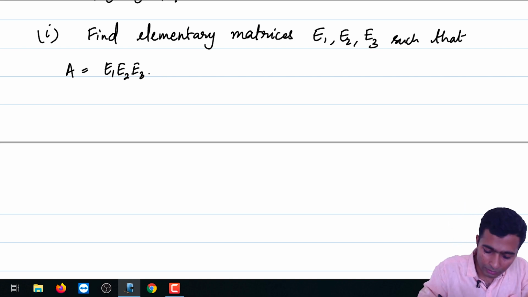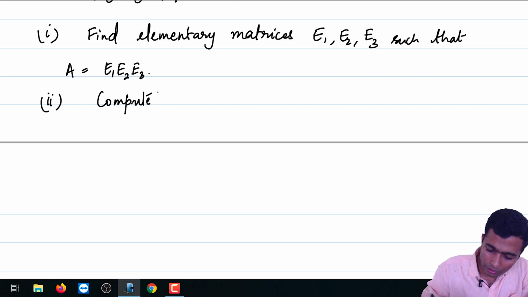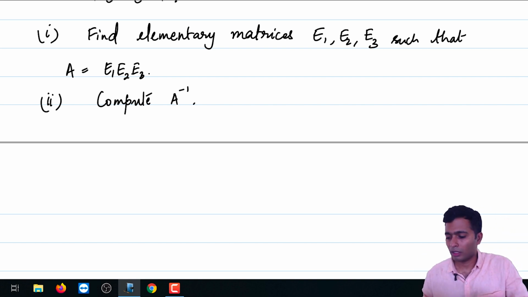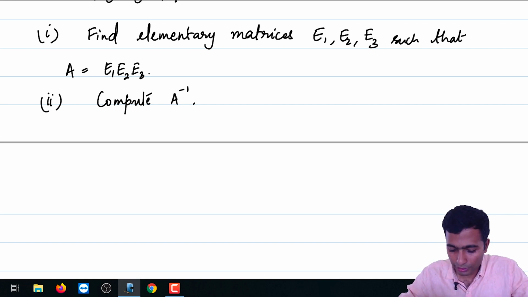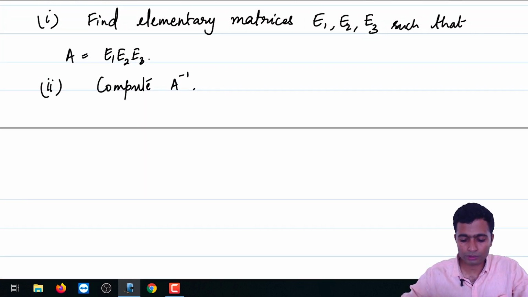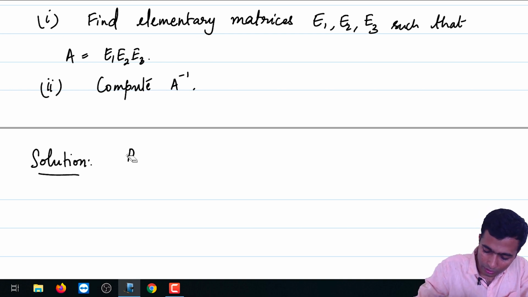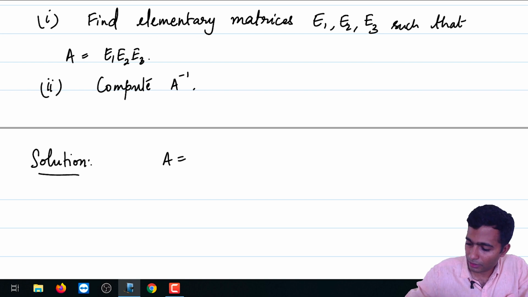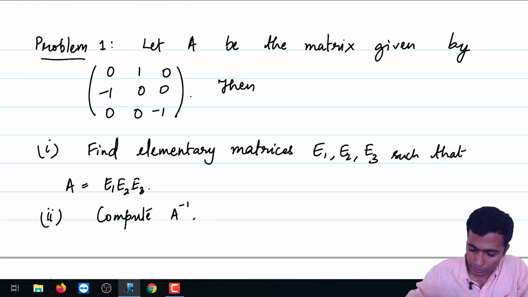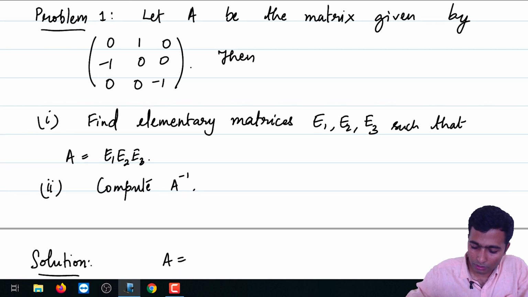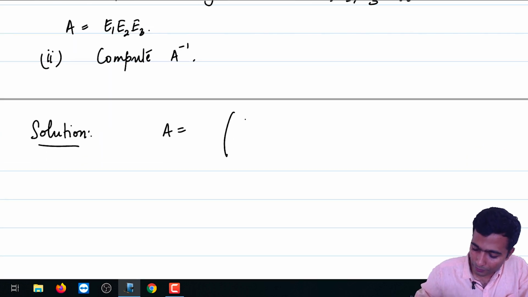That is the first part of the problem, and the second part is to compute A inverse. Needless to say, the second part is a simple corollary to the first part. So let's focus on solving this problem. Solution. Let's recall what our A is: the rows of A are 0, 1, 0, minus 1, 0, 0, 0, 0, minus 1.